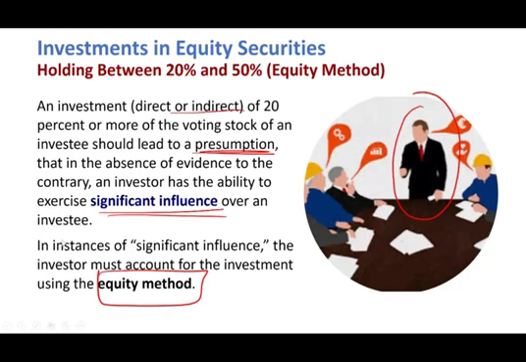Now, how do we account for the equity method? It's a pretty straightforward method. So let's take a look at the rules of how to account for it. First, record the investment at cost. There shouldn't be any surprise here. If you buy an investment, you initially record the investment at cost. It's as simple as that. Just like you buy any other investment: stocks, bonds, inventory, property, plant, and equipment.